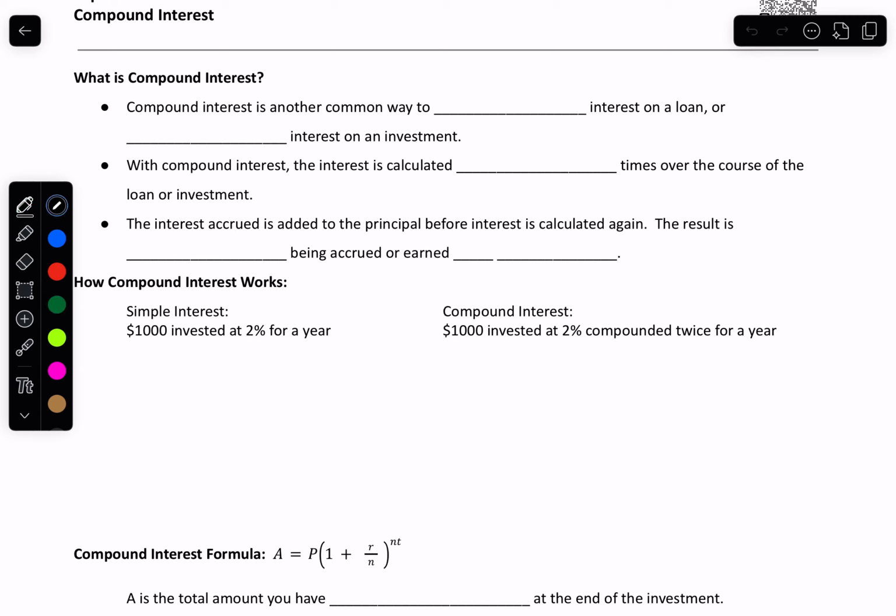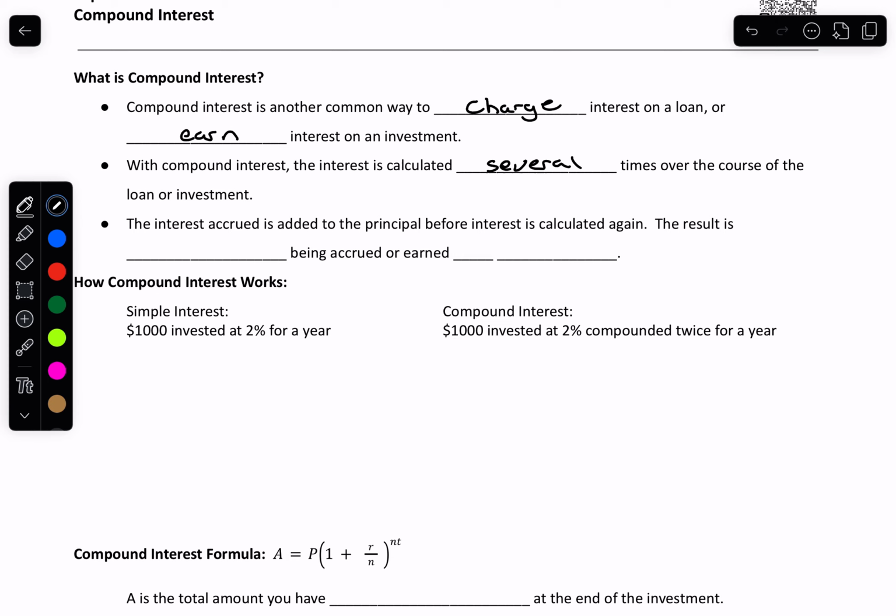Compound interest is another way to charge interest on a loan or earn interest on an investment. So it can either be you paying money or you making money. It can go both ways depending on which side of it you're on. With compound interest, the interest is calculated several times over the course of a loan or investment. This is the opposite of simple interest, because with simple interest we just have it happen once over the course of the loan, but with compound interest it'll happen more than once, so several times.